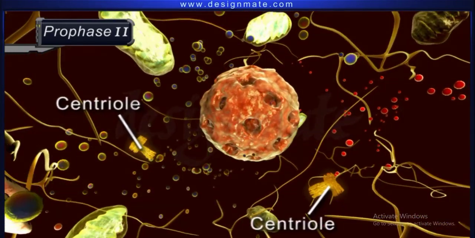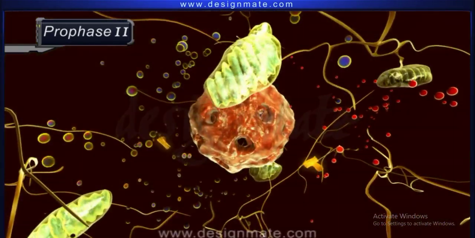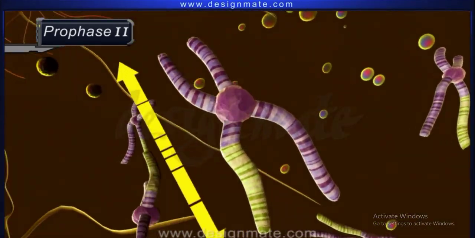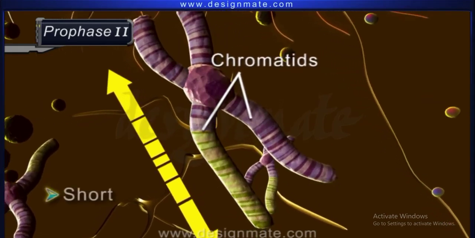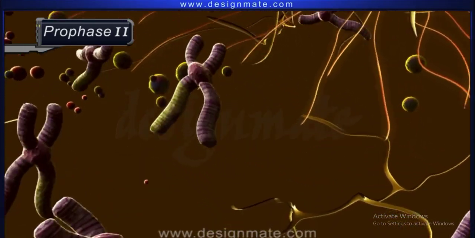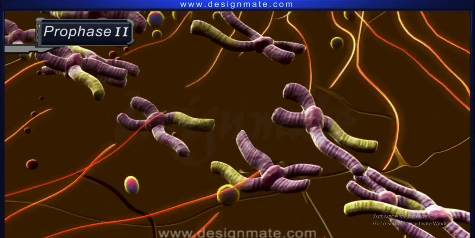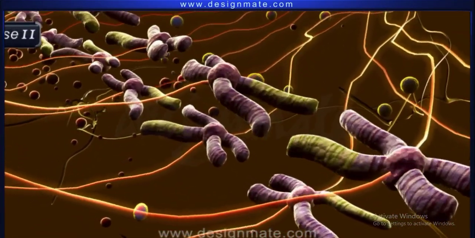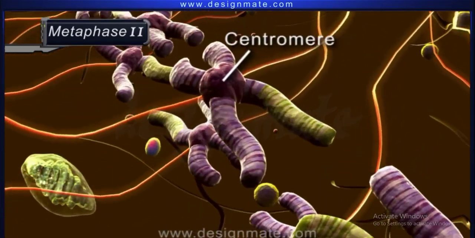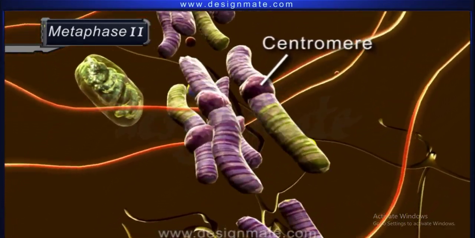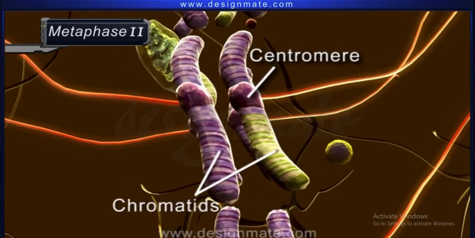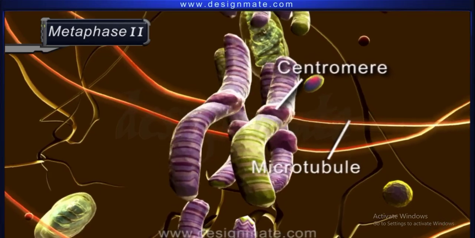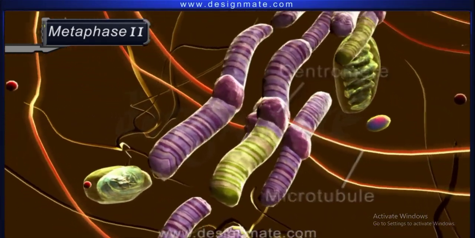migrates to the opposite pole. Following this, the nuclear membrane disappears and chromosomes with 2 chromatids become short and thick. Subsequently, chromosomes get arranged on the equator of the spindle and the spindle attaches to them at the centromere, marking the beginning of metaphase II. Then the centromere divides into 2 and each chromosome produces 2 chromatids. The microtubules of the spindle are seen attached to the centromere of chromosomes.